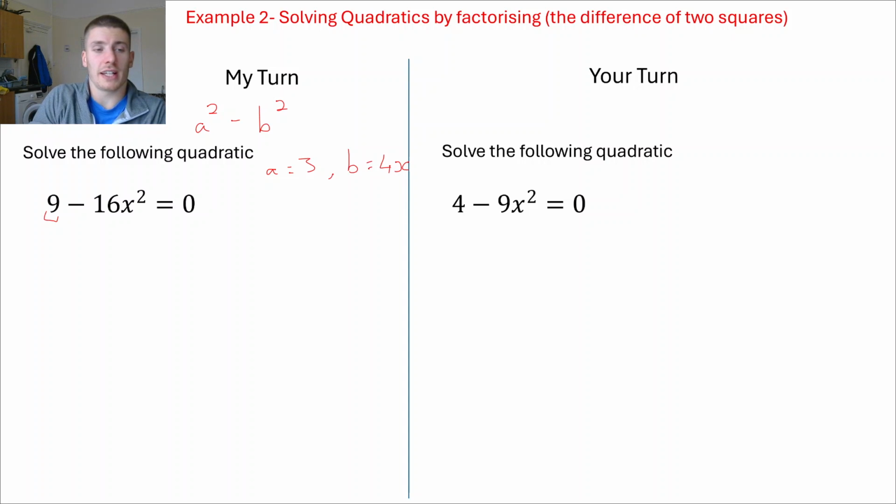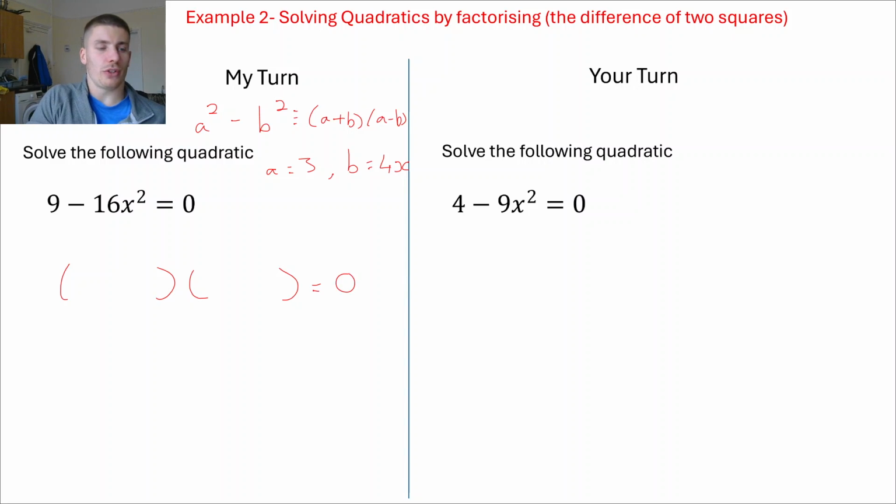So the root of 16x squared is 4x. And we now know that, of course, this is going to go into a pair of double brackets, okay, where you've got the identity a plus b, and then a take away b. Let's go and do that down here. So double brackets being equal to 0.